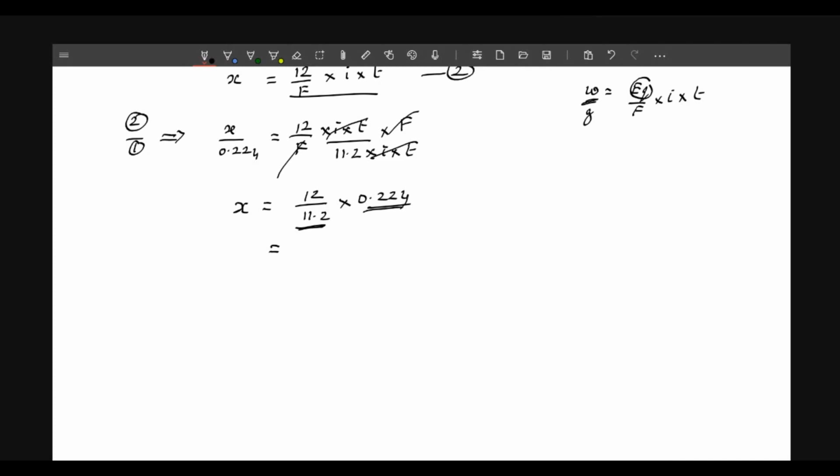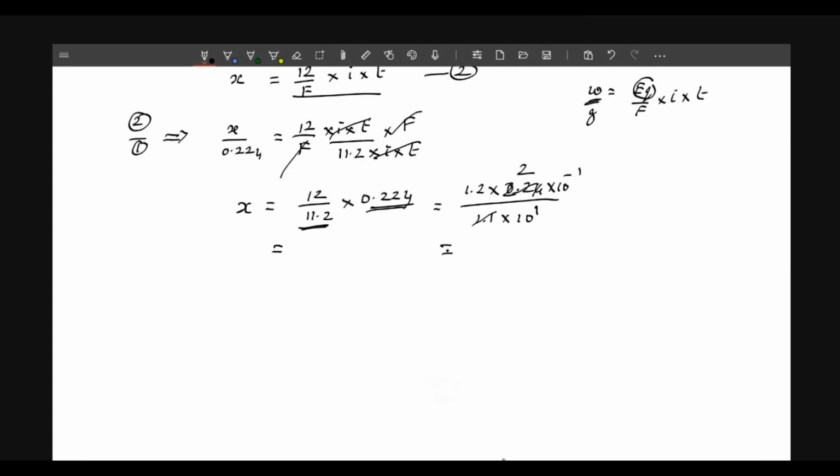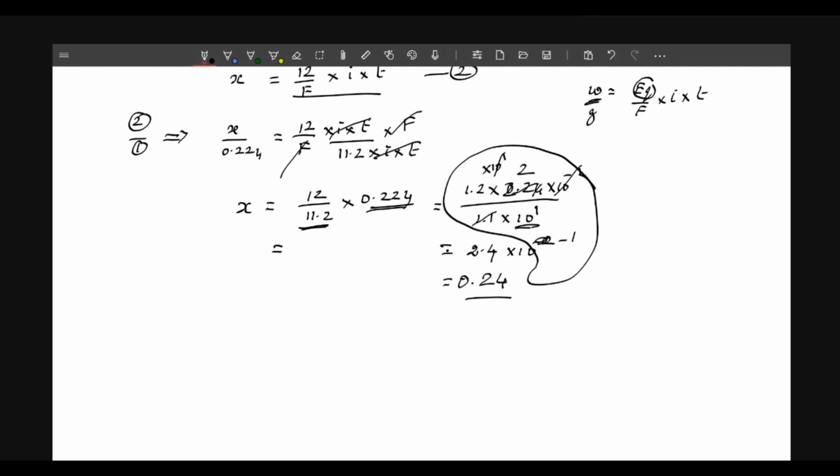And ask your mind what value you can put here. Otherwise you should go by our calculation. By which method? 1.2 into 2.24 into 10 power minus 1. I'm sorry, 2.2 divided by 1.1 into 10 power 1. This 1.1 and this would be cancelled in the 2. It is equal to 2.4. Bring this 10 power 1 to the upper side, 10 power minus 2, minus 1. Here 1.2 that we have left, 10 power 1. This and this cancel, and bring it as 10 power minus 1. Therefore the answer is 0.24.